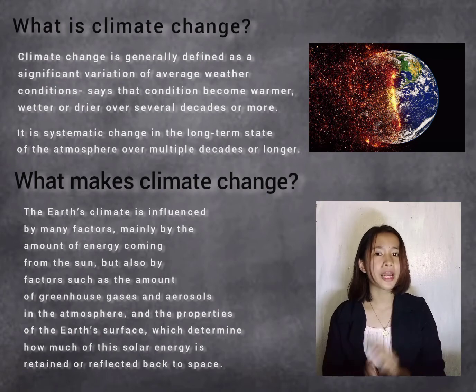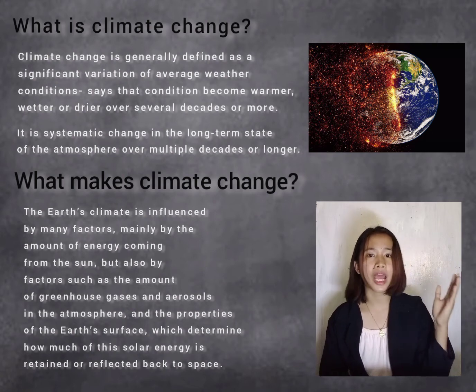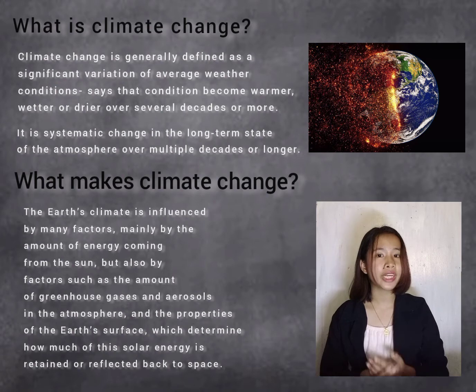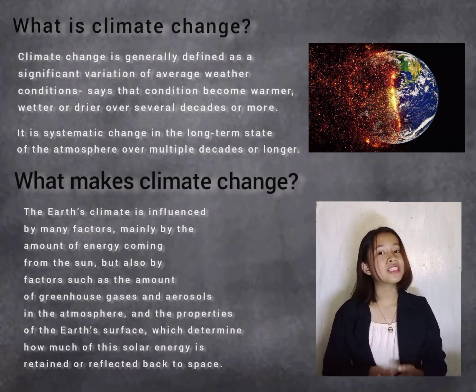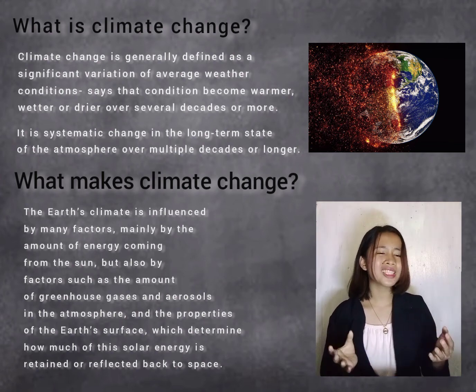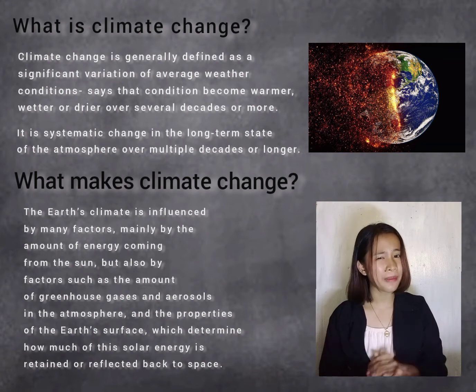The Earth's climate is influenced by many factors, mainly by the amount of energy coming from the sun, but also by factors such as the amount of greenhouse gases and aerosols in the atmosphere and the properties of Earth's surface, which determine how much solar energy is retained and reflected back to space. So that's what makes climate change.